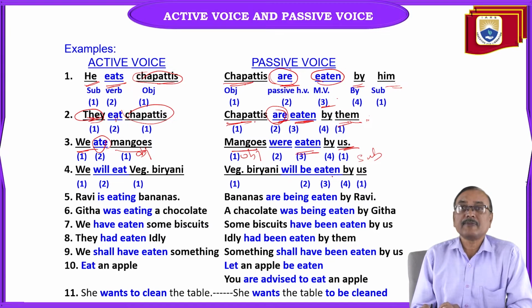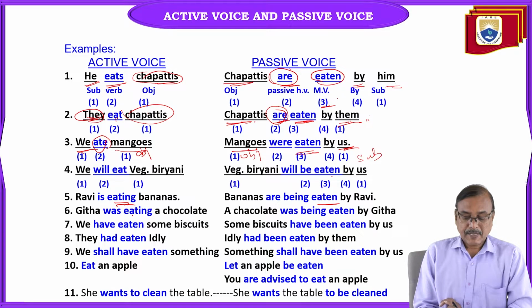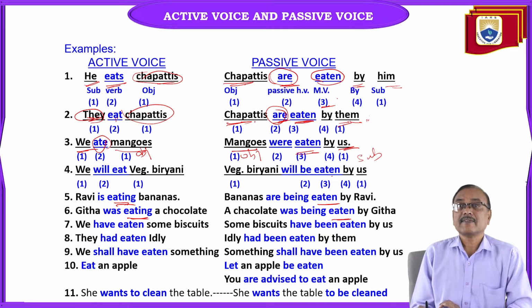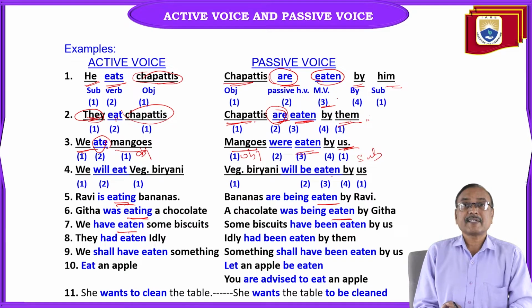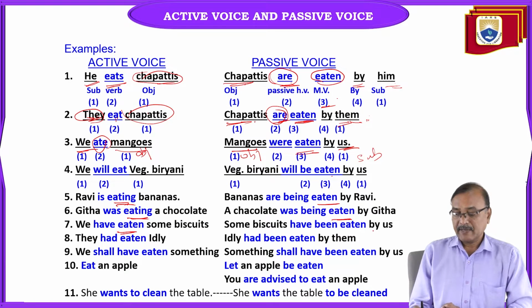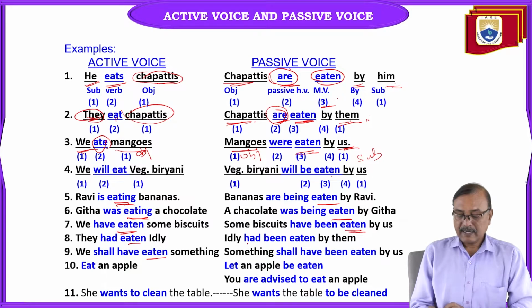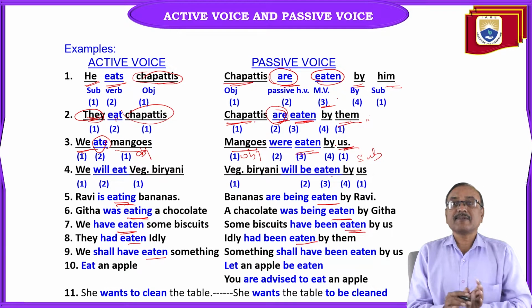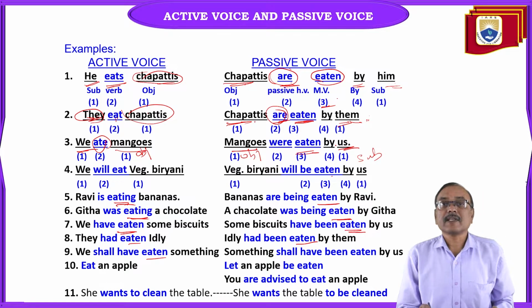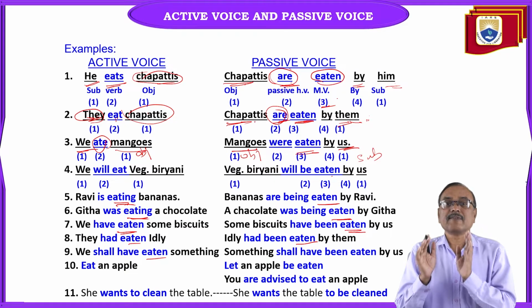Future tense, main verb V3 form only. Continuous tense, main verb is V3 form only. Past continuous, main verb is in V3 form only. Perfect tense, have eaten, main verb is in V3 form only. So always, whichever tense it may be, in passive voice the main verb is always in V3 form.